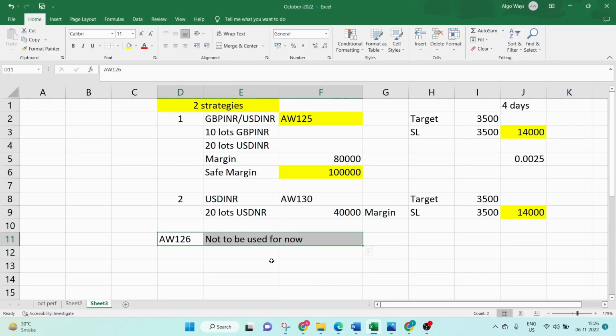The third strategy which we are not using, it is similar to the NG strategy in MCX, which is highly volatile and highly risky as of now. So let us give a pause to that now. So I will discuss the other 2 strategies.